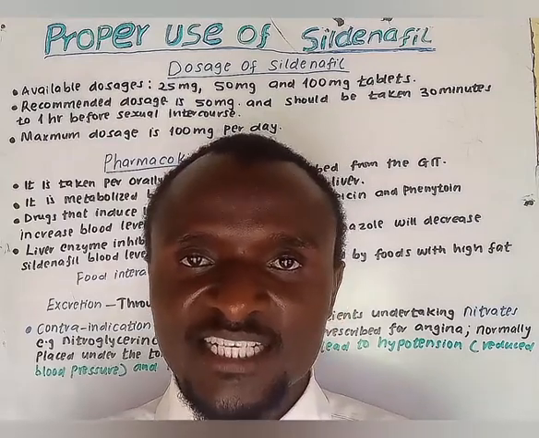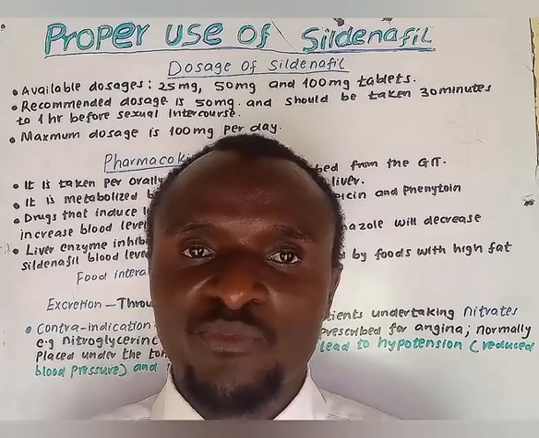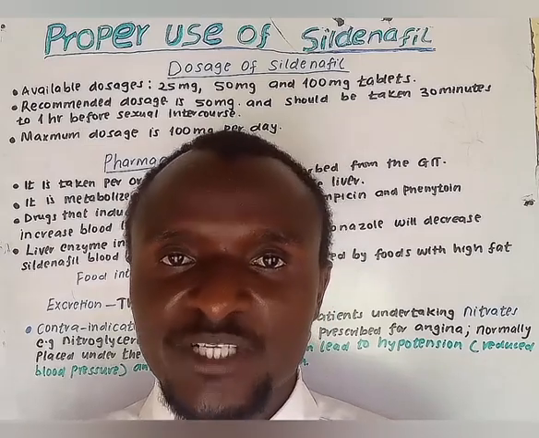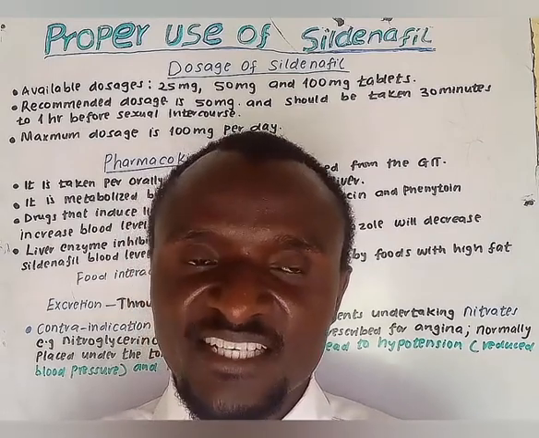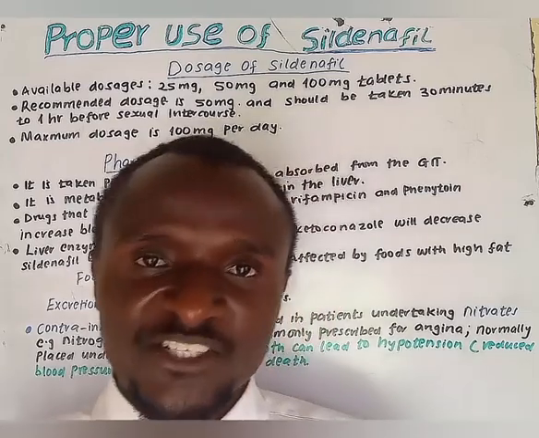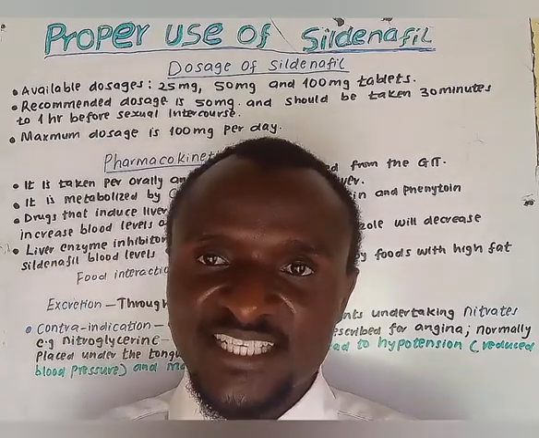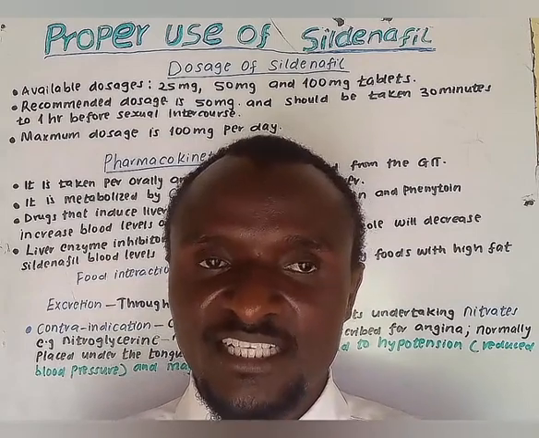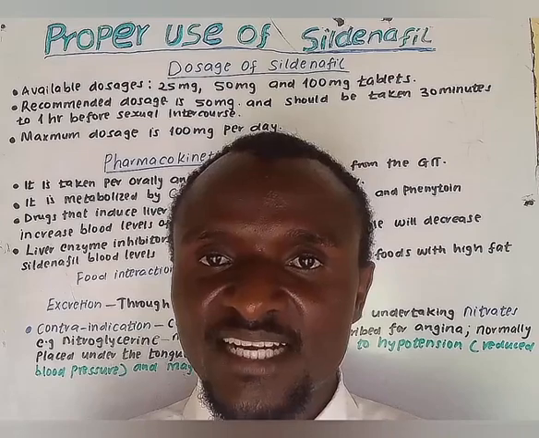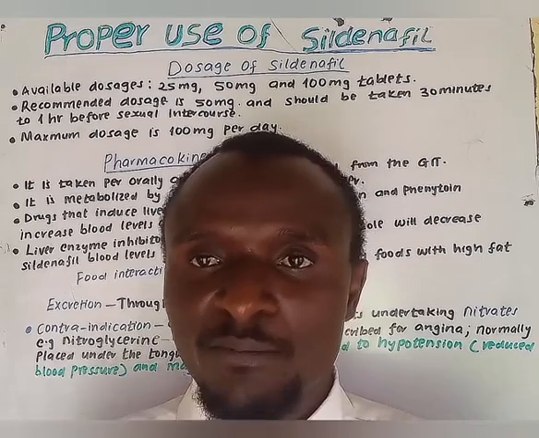Next, let us look at contraindications. Sildenafil is contraindicated in patients who are taking drugs rich in nitrates. An example of such drugs is nitroglycerin, which is normally used for the treatment of angina. It is normally placed under the tongue for absorption.